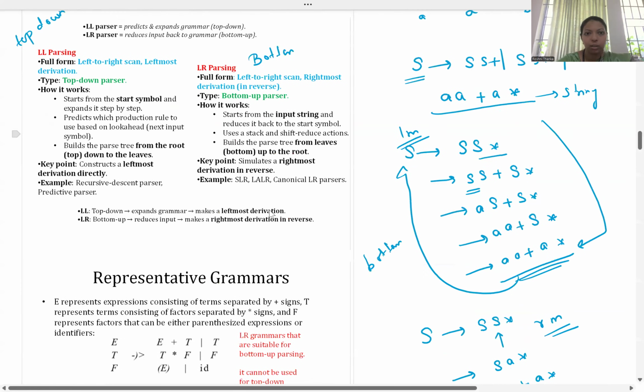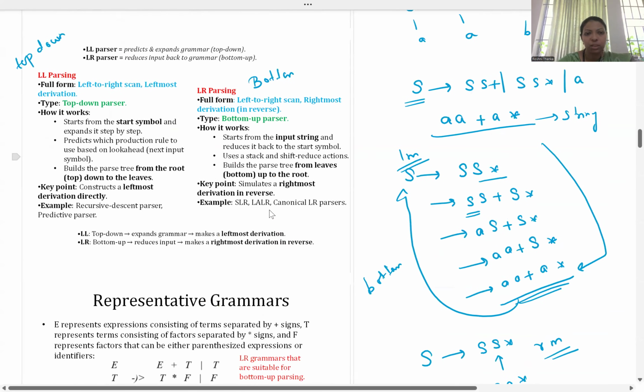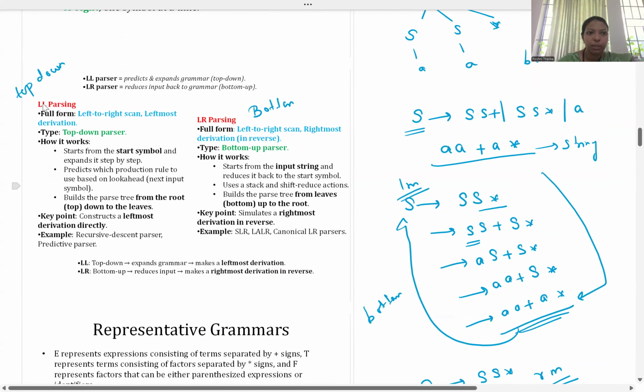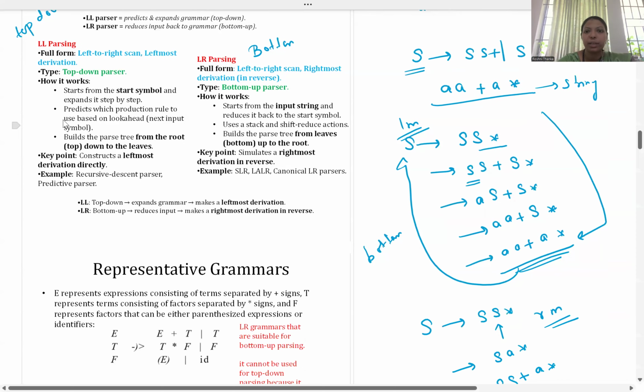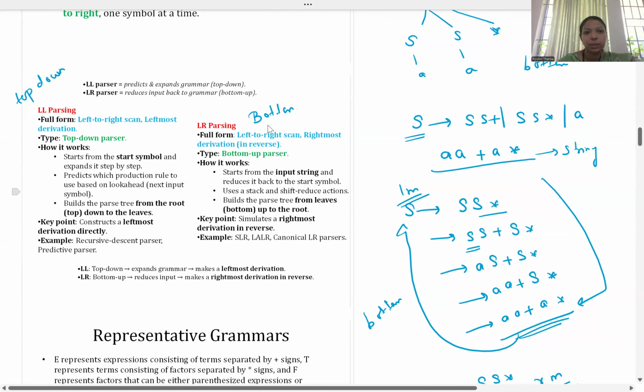Top-down parsing, for example LL parsing, means it will scan the input from left to right, and then it will solve it by leftmost derivation like this. The importance of parsing is to check for syntax errors. So in bottom-up parsing, what does it do? It scans from left to right, but the derivation it does is rightmost, in reverse order, since it is going from the bottom to the top.